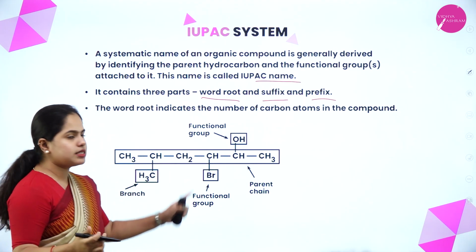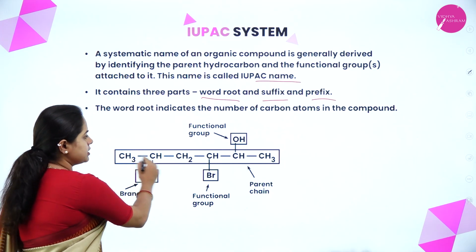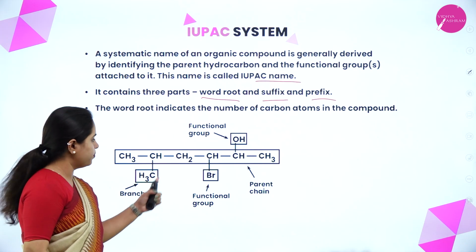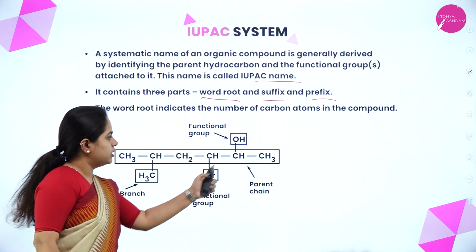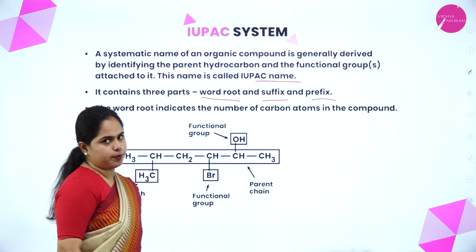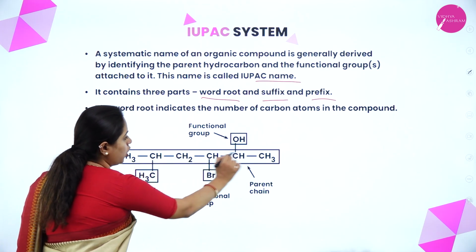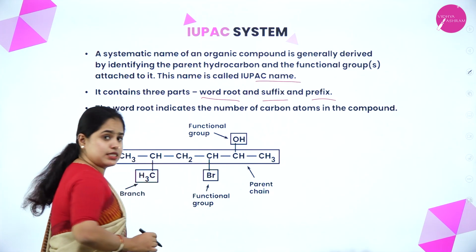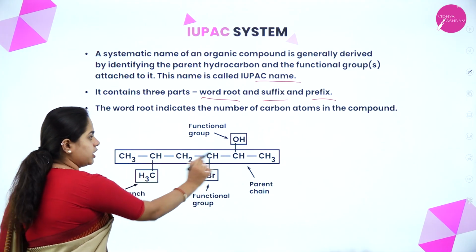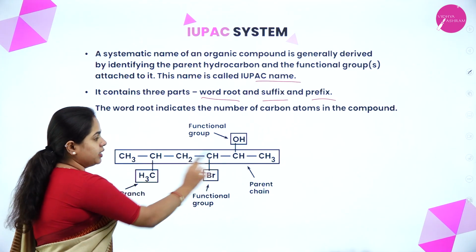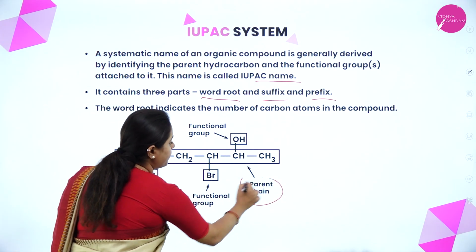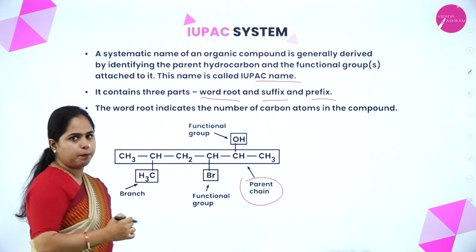Let's take this example and understand. This is an organic compound given as CH3, CH3, CH2, CHBr, CHOH and CH3. As you can see, the longest chain here has 1, 2, 3, 4, 5, 6 carbon atoms. So this is the longest chain, and that chain is called the parent chain. This whole is called the parent chain.